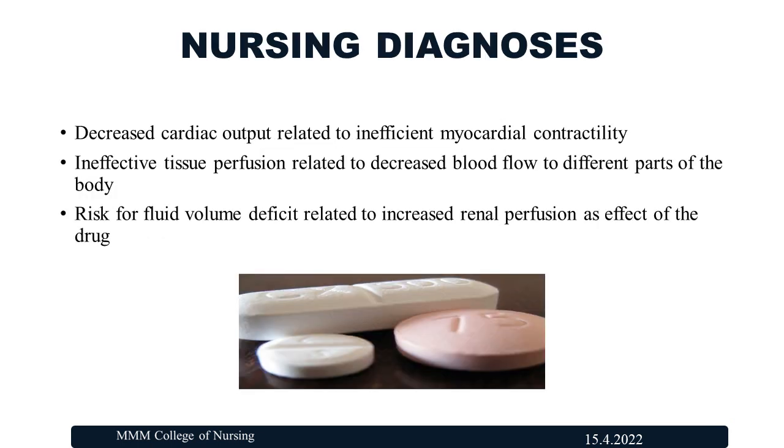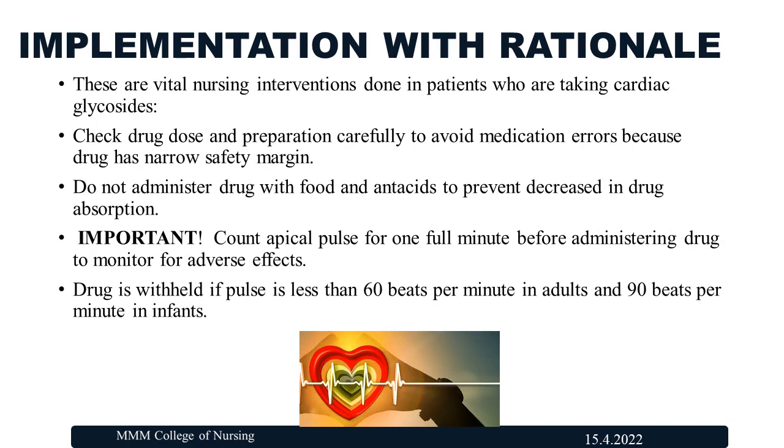And the nursing diagnosis: decreased cardiac output related to insufficient myocardial contractility, and also ineffective tissue perfusion related to decreased blood flow to different parts of the body, and also potentially the nursing diagnosis risk for fluid volume deficit related to increased renal perfusion as an effect of the drug. And here is the implementation with rationale.